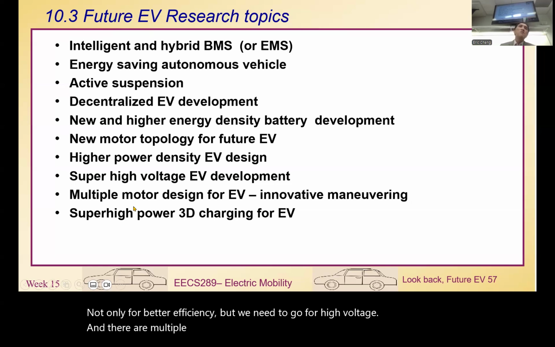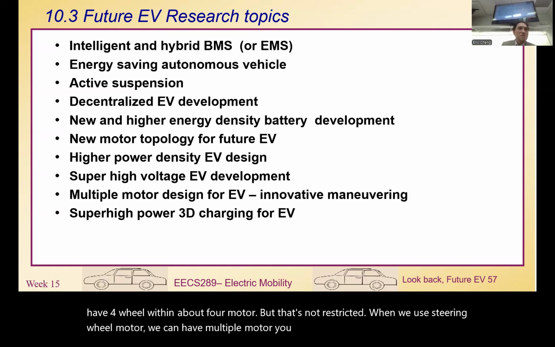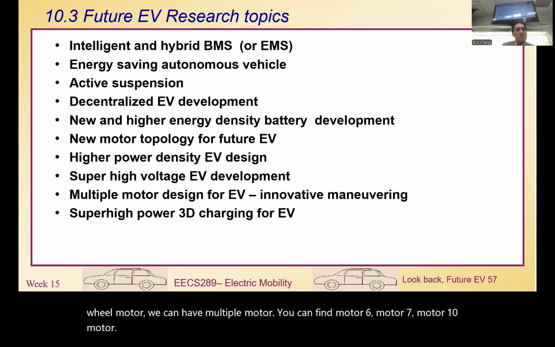At the moment, we are too conventional. We have four wheels, so we think about four motors, but that's not restricted. When we use EV motors, we can have multiple motors. You can have 5 motors, 6 motors, 7 motors, 10 motors. So we think about the design.